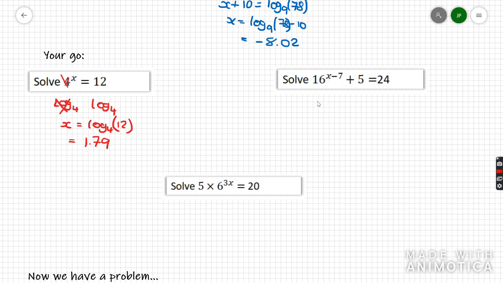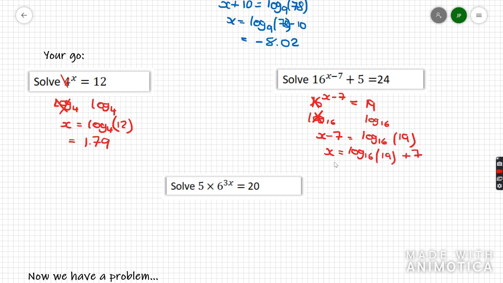This one, first step's got to be to move that 5 first. So I have 16 to the x minus 7 equals 19. Then we can log base 16 both sides to get rid of my 16 from here. So I'll have x minus 7 equals log base 16 of 19. So x is going to equal log base 16 of 19 plus 7. And again, straight through your calculator, log base 16 of 19 plus 7 gives us 8.06.